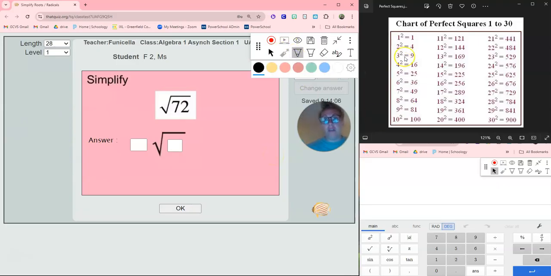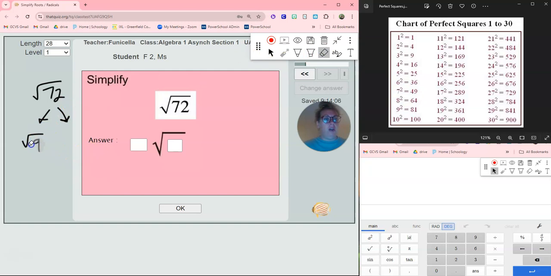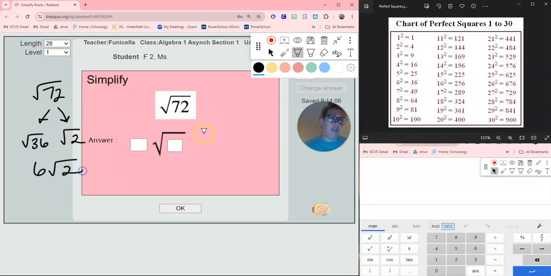Beautiful. Here's the next one, the square root of 72. If I look at my chart of perfect squares, I do not see 72. So we want to think about how we can split it up, and we can always split it up using multiplication. The perfect square 9 multiplies to 72, but a bigger number is 36 times 2 gets us 72. So the square root of 36 is 6, and then the square root of 2 is left over. So we have 6 root 2. Beautiful. And you can hit OK when you're all set.